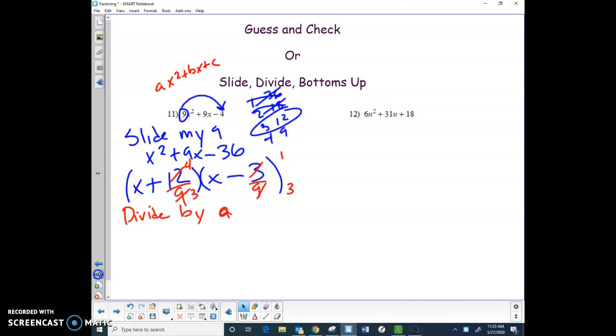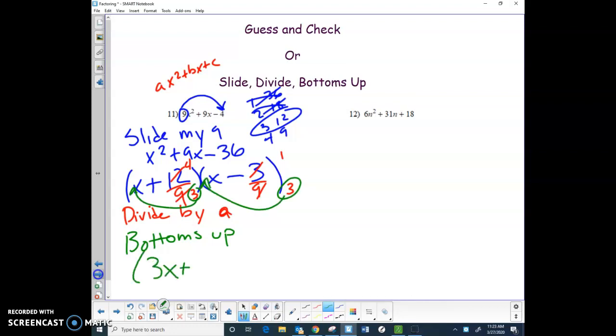All right, so then this is where the bottoms up comes from. Now I'm going to take my 3, my number on the bottom, I'm going to pop it in front of my x. So I actually have 3x plus 4 and 3x minus 1. All right, and that is slide divide bottoms up. All right, I could put this into boxes, check to make sure it works, and it will. All right, so we're going to do the same thing with this last one.